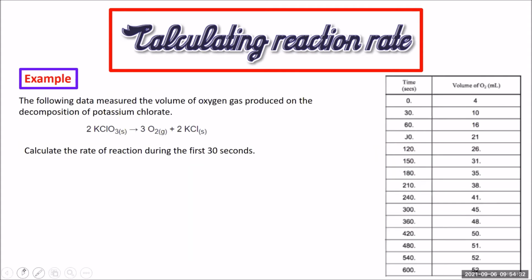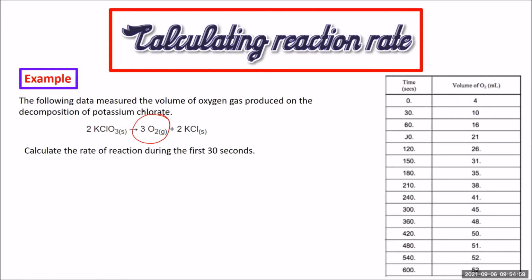Let's look at an example. We've got a data table here that shows the volume of oxygen gas that's been produced in a reaction where potassium chlorate has decomposed to produce oxygen and potassium chloride. So we're measuring the volume of the oxygen that's being produced. And we have here a data table that records the volume of oxygen that's been produced every 30 seconds.